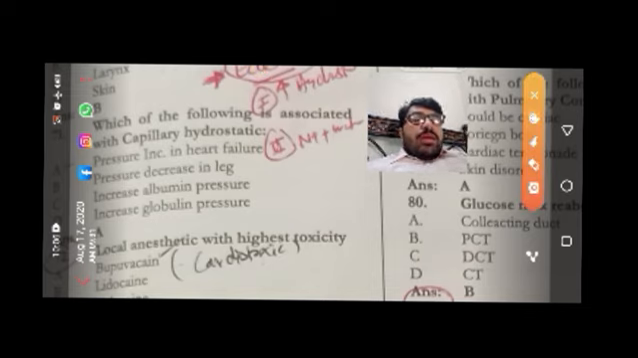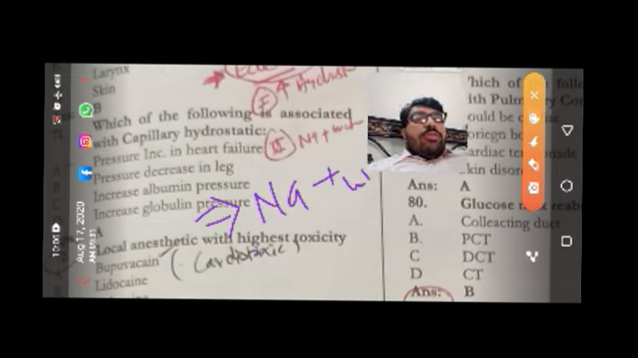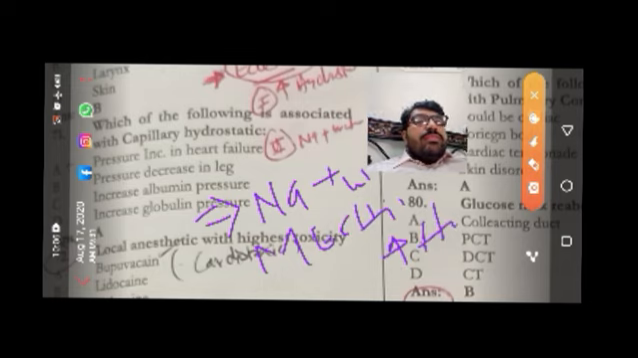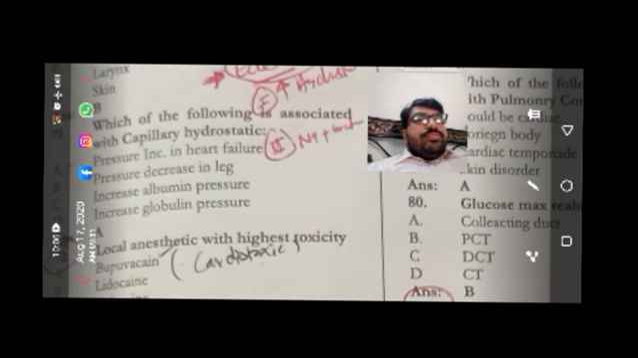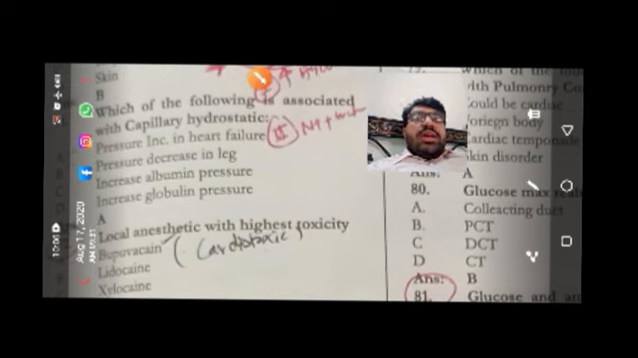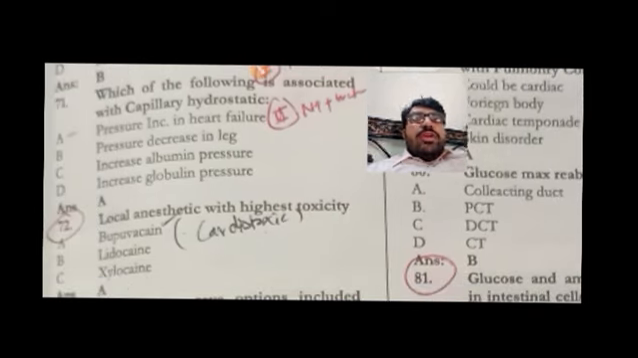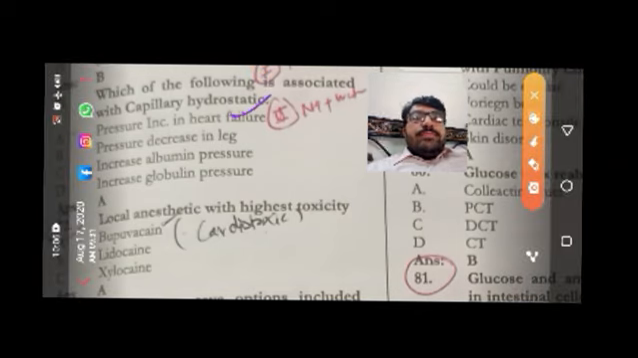So another MCQ: a patient is having pedal edema, and the patient is hypertensive with deranged renal function. The cause is sodium and water retention. If asked about the mechanism, it is increased hydrostatic pressure. But focus on the scenario, focus on the statement. Which of the following is associated with increased hydrostatic pressure? Pressure increases in heart failure. Discussed.